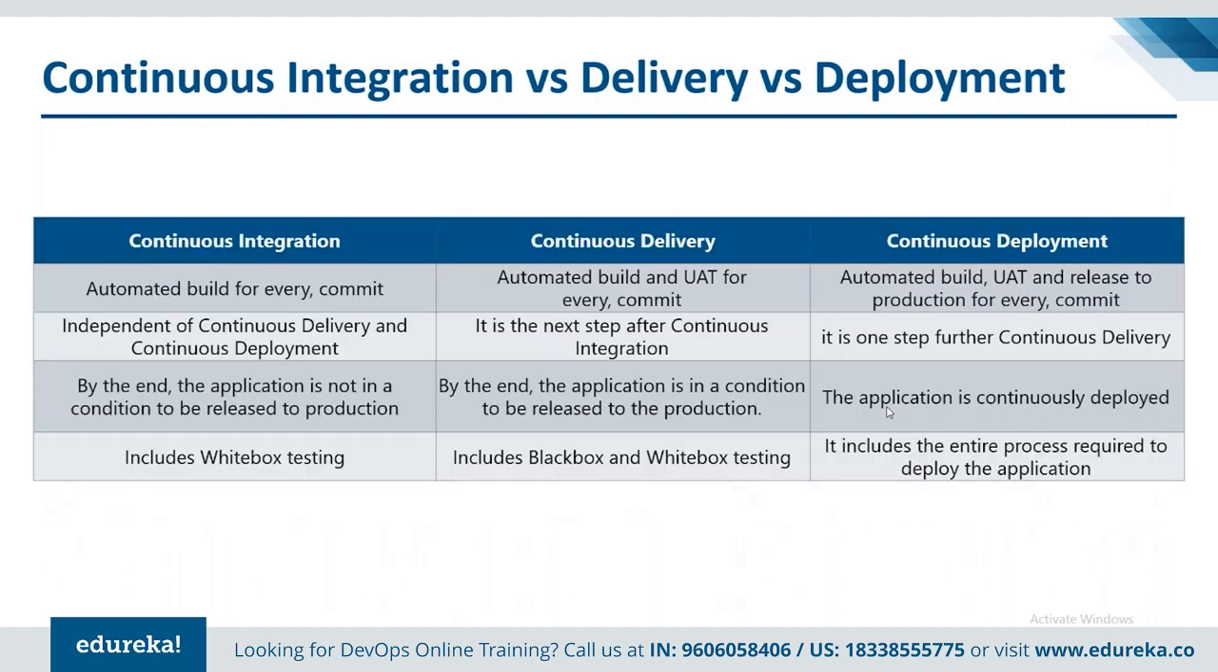All right. As we discussed, continuous integration automatically builds for every commit. In delivery, the code is automatically built and UAT is run for every commit coming from different sources. Whereas in deployment, the entire code is automatically built and is ready for production for every commit. So it pushes the code, after it has been integrated and tested, to the real world, or the production environment. That's the main difference between continuous integration, delivery, and continuous deployment.